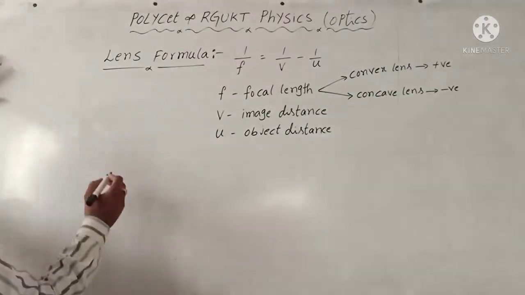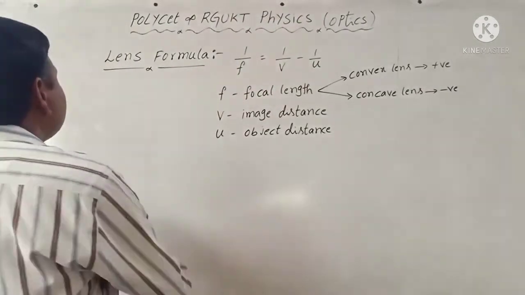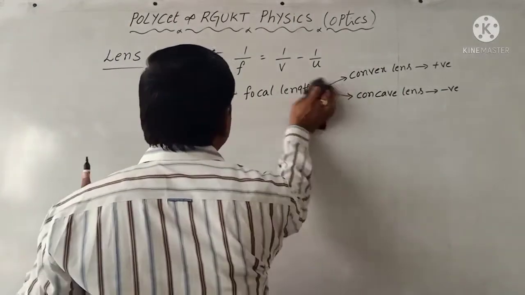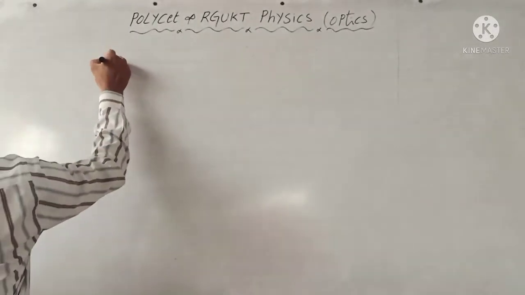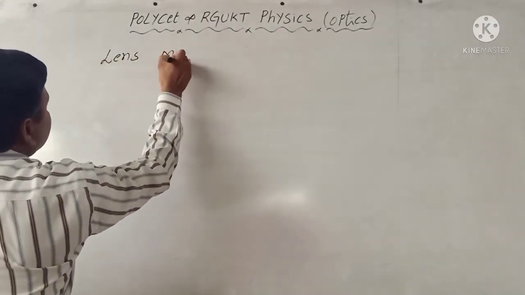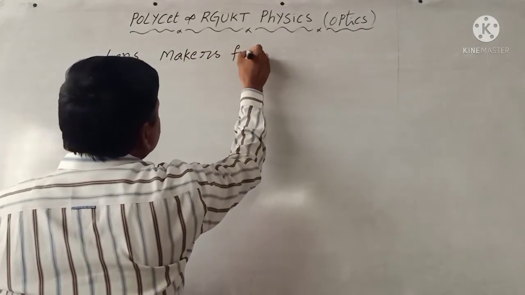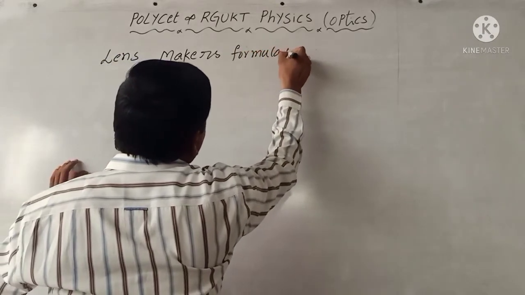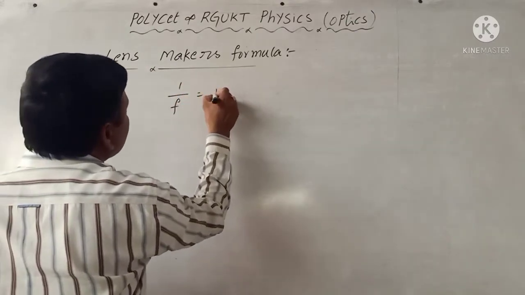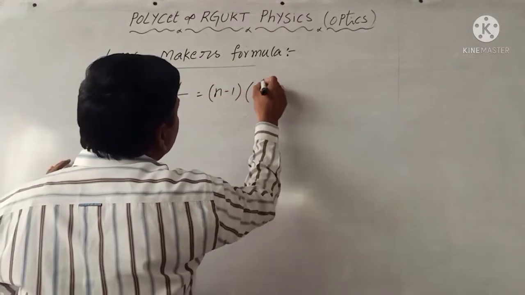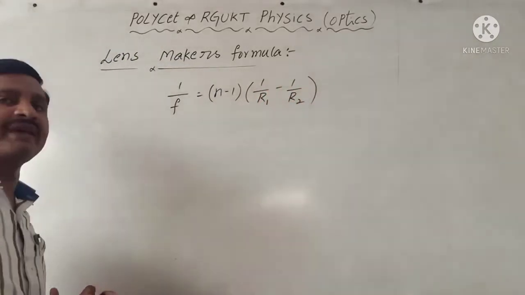Okay, next, lens maker's formula. Next what we discuss, the second one, is lens maker's formula. What is lens maker's formula? 1 by f is equal to (n minus 1) into (1 by R1 minus 1 by R2). It is the lens maker's formula.